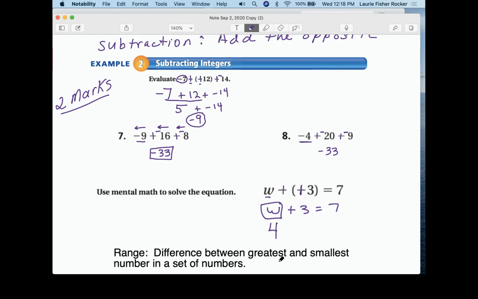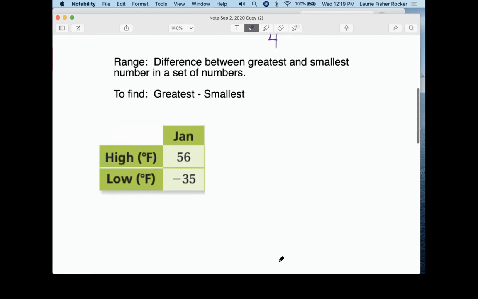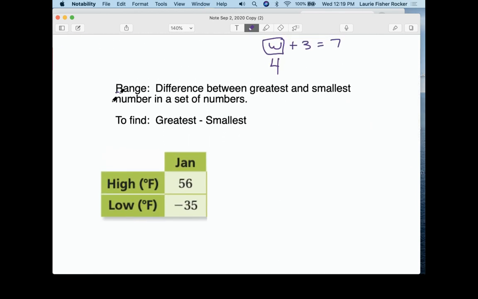So let's look at the next type. The next type of problem, you will have a problem that looks like this, and that's range. Range is the difference between the greatest and smallest number in a set of numbers. That's a concept that you might have learned, and maybe not actually, because with COVID last year, I don't know if you got everything. It's a measure. Okay, so to find that, we're going to take the greatest number in the set and subtract the smallest number in the set.